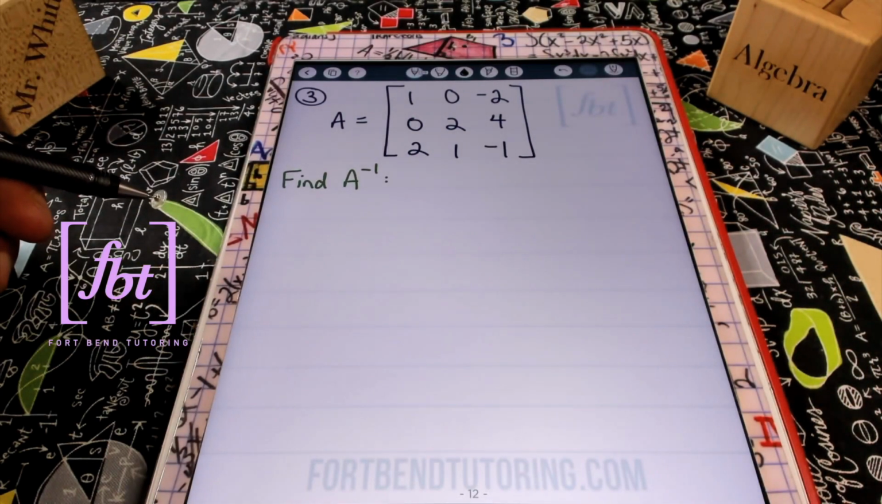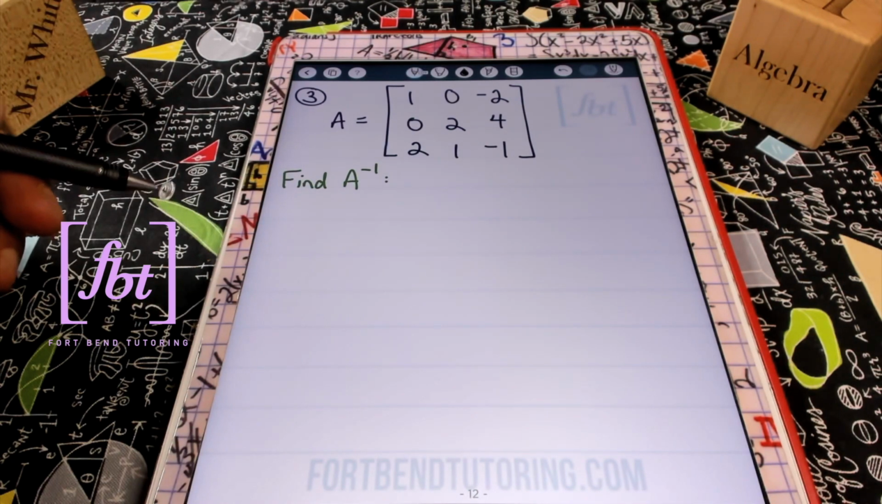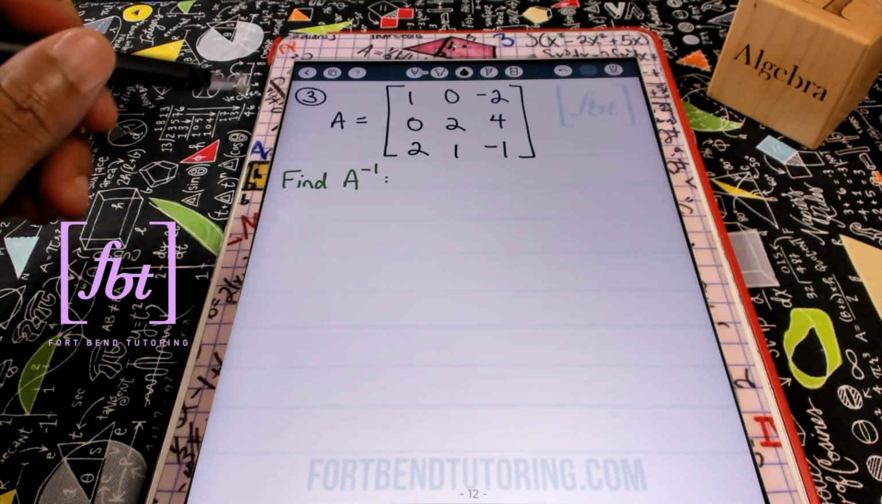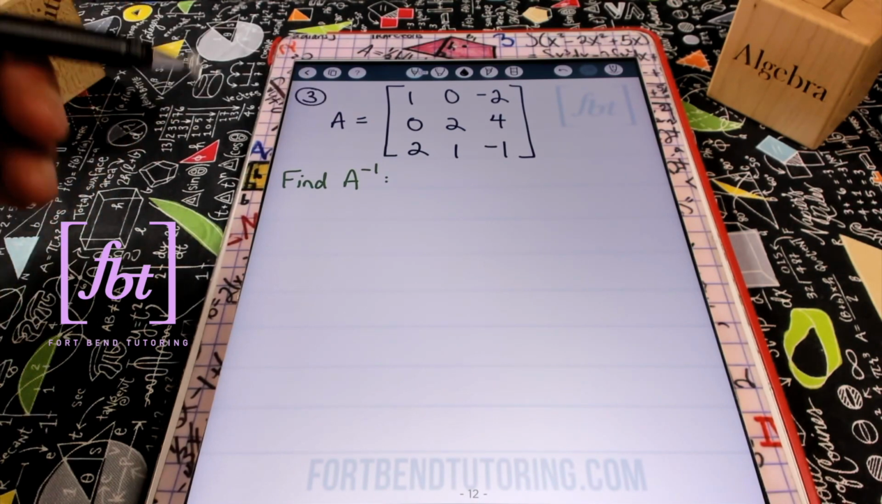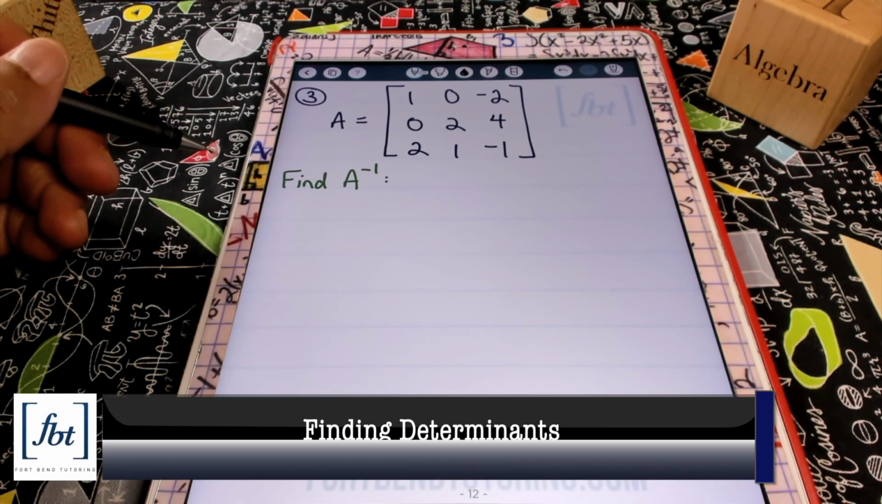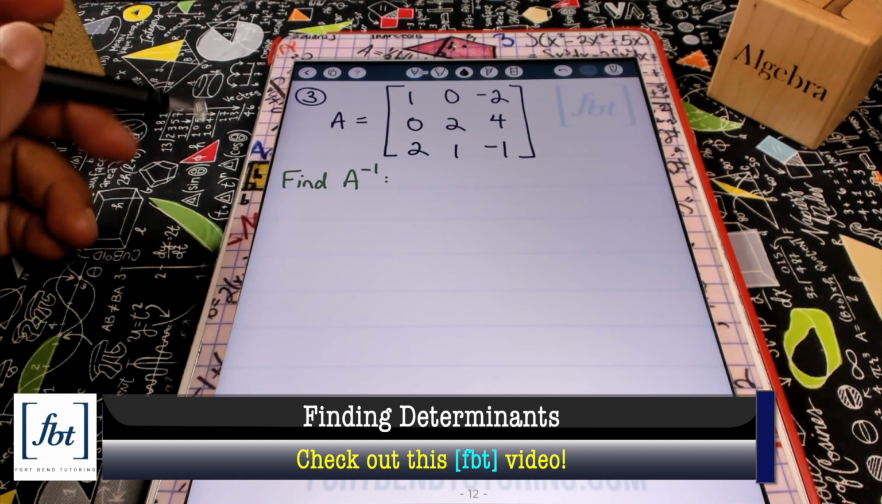Here we have problem number 3, a 3x3 matrix. And the first thing I'll want to do when solving the inverse of this particular matrix A is find the determinant of this 3x3 matrix. You can find valuable notes on that in our video about finding the determinant of a matrix.